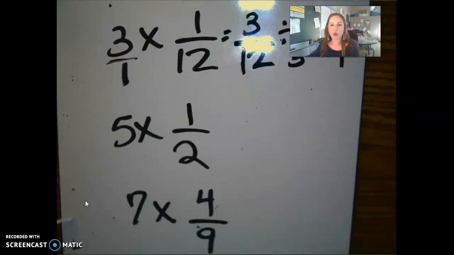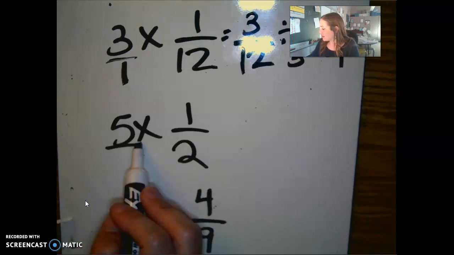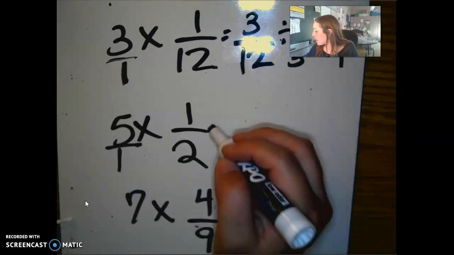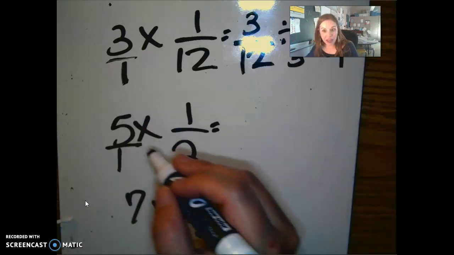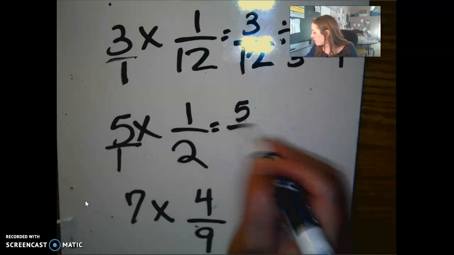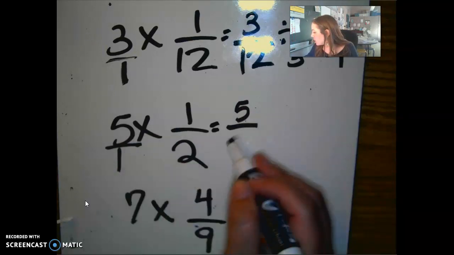5 times 1/12. How do I turn the 5 into a fraction? How'd you do it? Did you do it this way? Yay! Okay, you put a 1 underneath. Good job. So 5, now we multiply across. 5 times 1 is 5. 1 times 2 is 2.